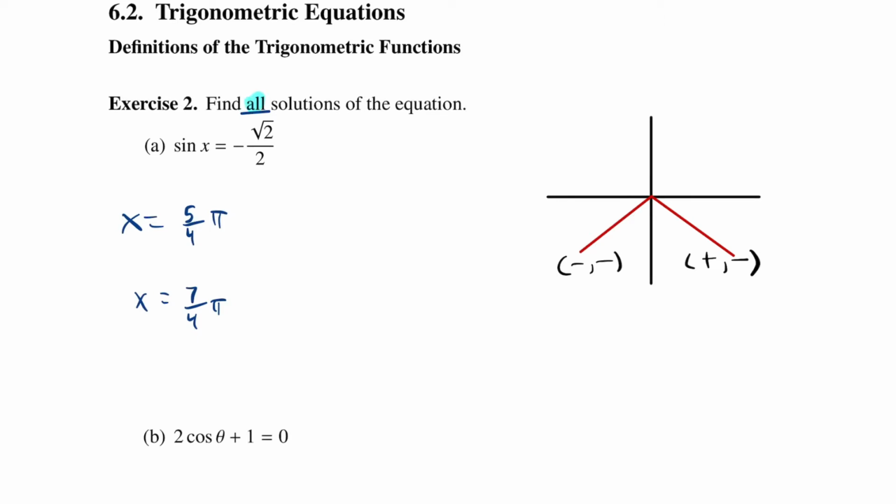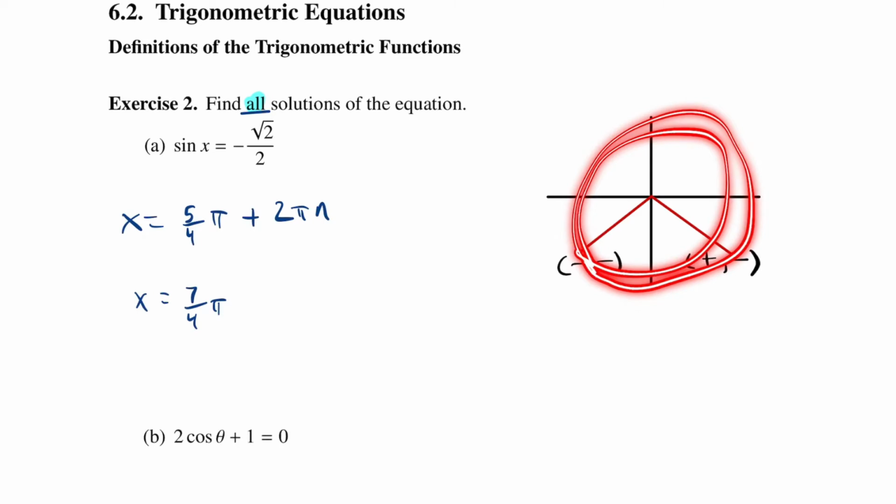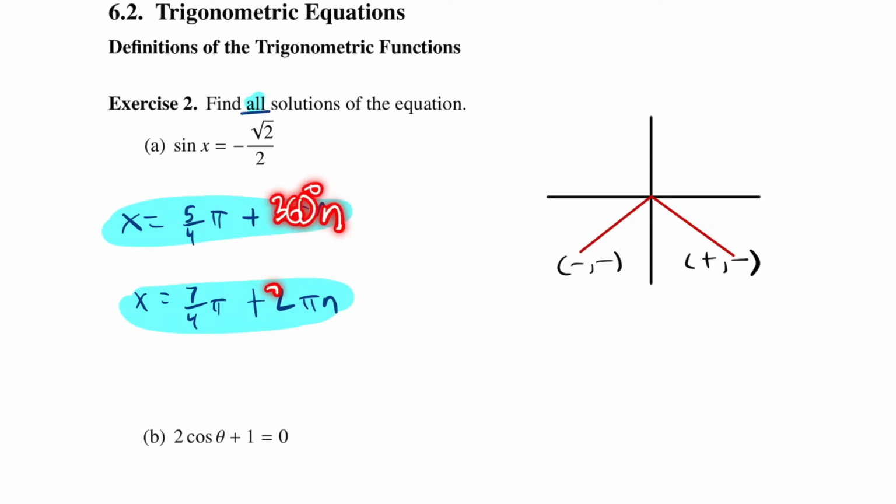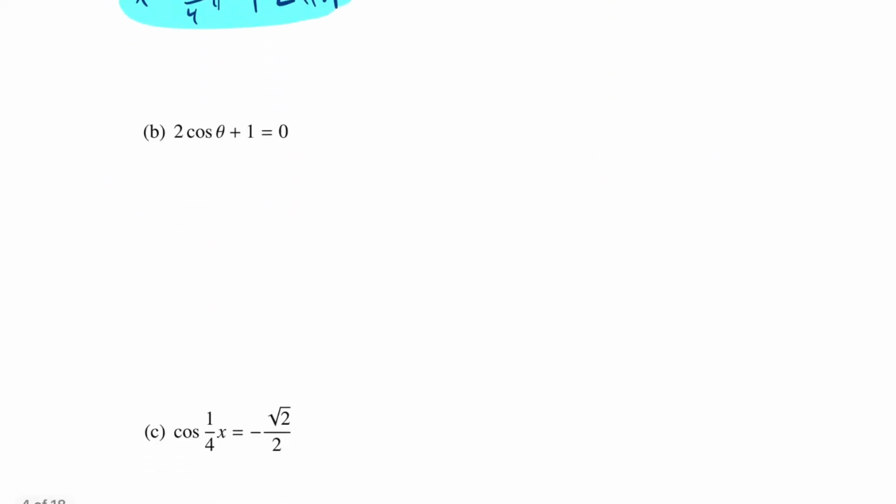Because it says all solutions, we have to add any multiple of 2 pi, because if you go around again, that's another solution. If you keep going around and around, finding coterminal angles, you're going to get infinitely many solutions. You would do that for both of these, and these are the two final answers. If you had used degrees, then you would have said 360 times n, and you would have used degree measures instead of the radian measures.